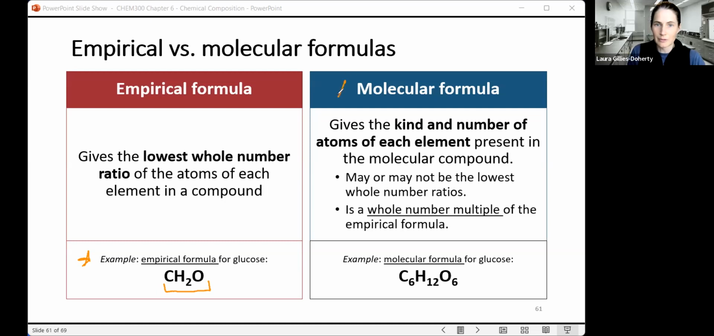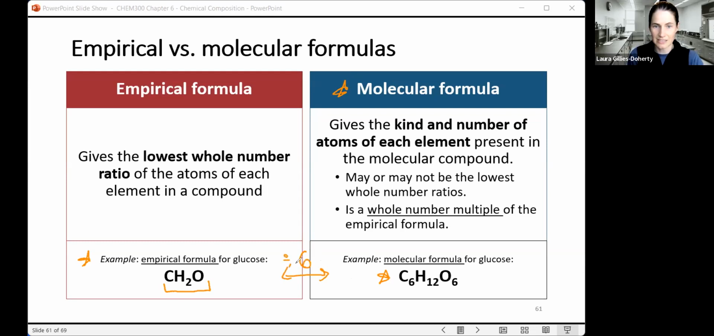Whereas the molecular formula gives the kind and number of atoms of each element that are actually present in the molecular compound. So this is how glucose is actually found, as C6H12O6. So molecular formulas may or may not be the lowest whole number ratios. In the case of glucose, it's not. But they're always going to be a whole number ratio of the empirical formula. So here the difference is 6.